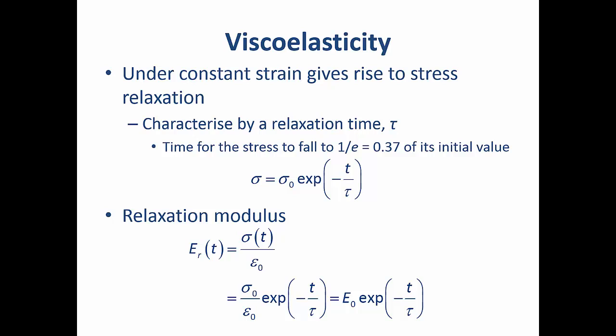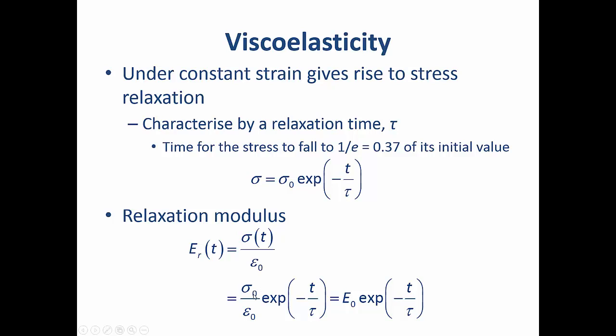Under constant strain, viscoelasticity will give rise to stress relaxation, so this can be characterized by relaxation time tau, which is the time taken for the stress to fall to 1 over E, i.e. 0.37 of its initial value. The stress equals the initial stress times the exponential minus the time divided by tau. So obviously if t equals tau, then we have the exponent of -1, i.e. we get 0.37.